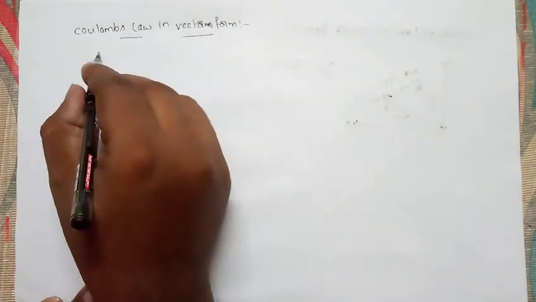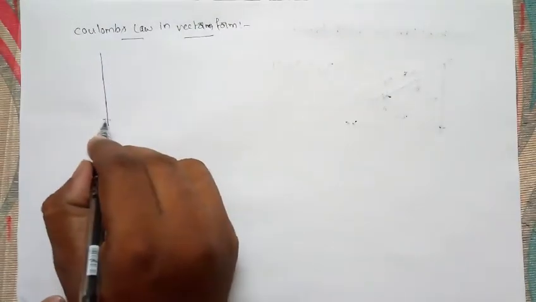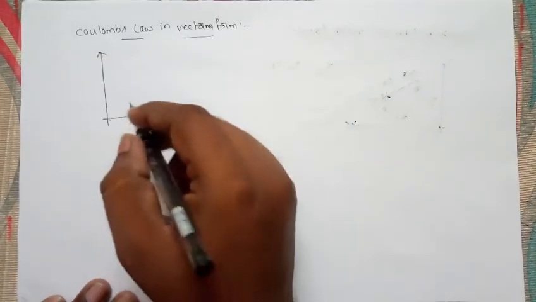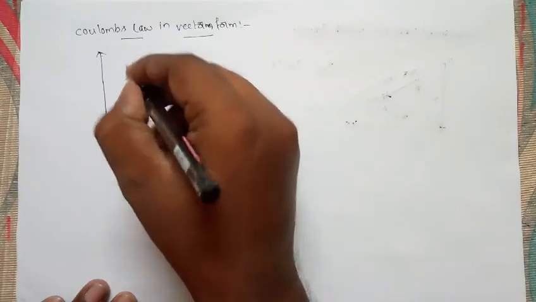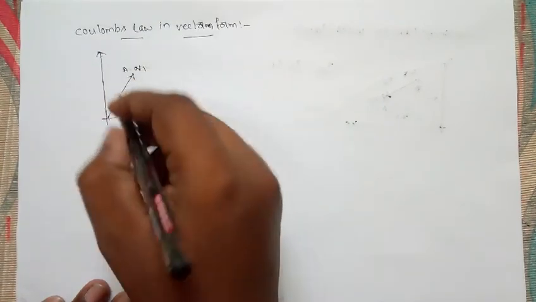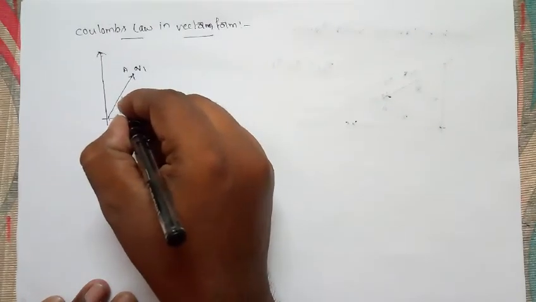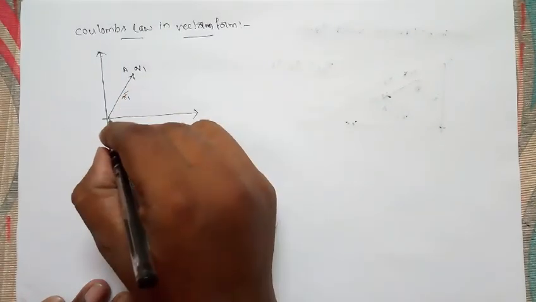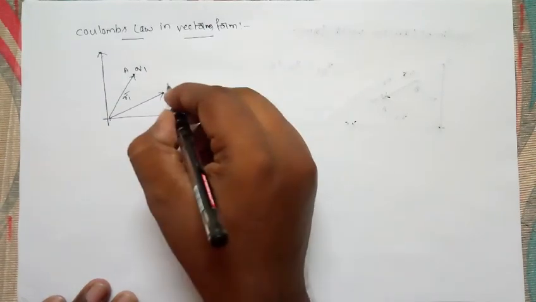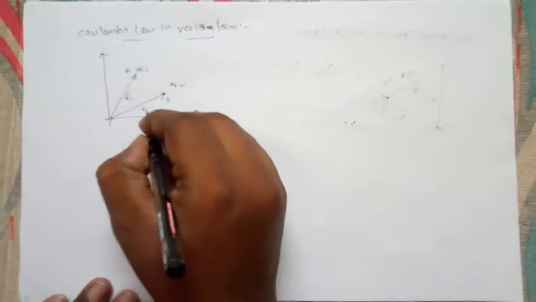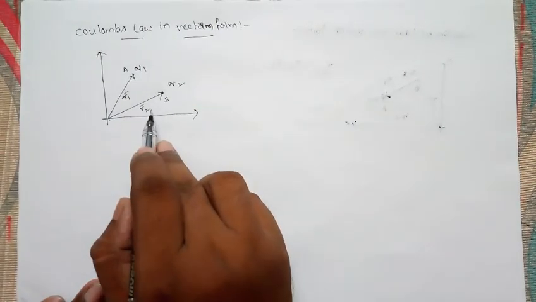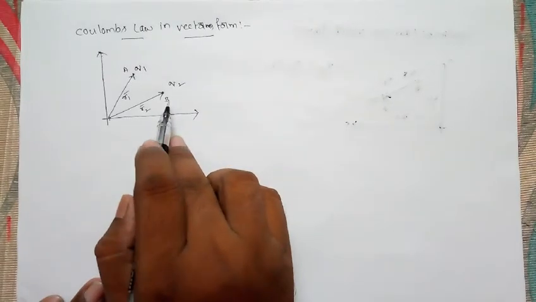Let us take the coordinate system like this. Then let us assume at a point A, this is the charge Q1, and its position vector is R1 bar, and at this point B, here the charge Q2, its position vector is R2 bar. So these R1 bar and R2 bar are the position vectors of Q1 and Q2.